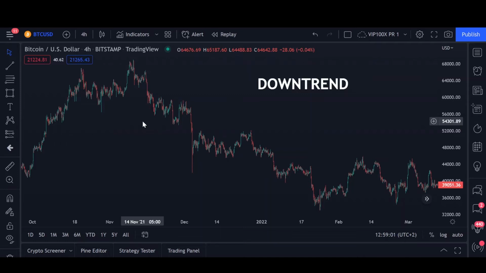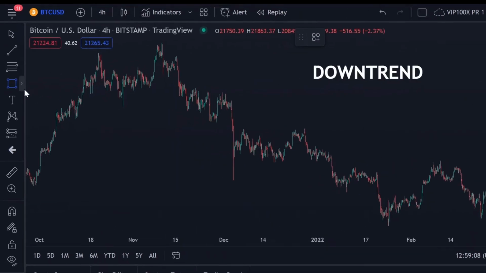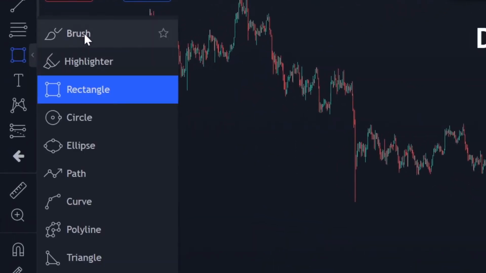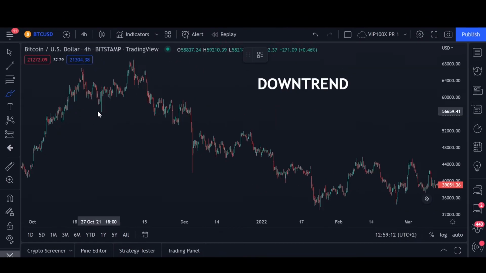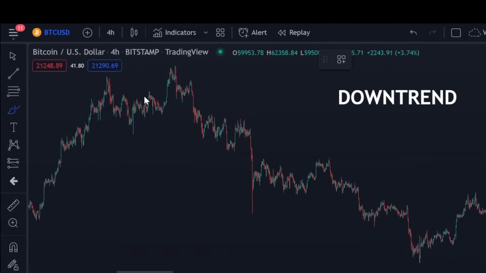So how do we start? As always, looking for the highs and the lows. We go to the left bar, click on brush and mark them. We can see clearly that here is when the downtrend starts, but let's check the previous candles before.